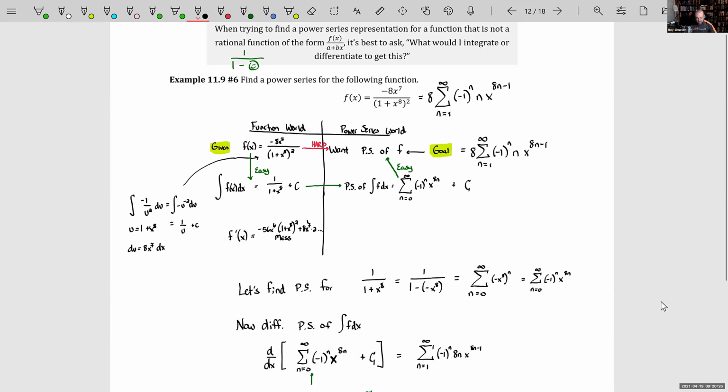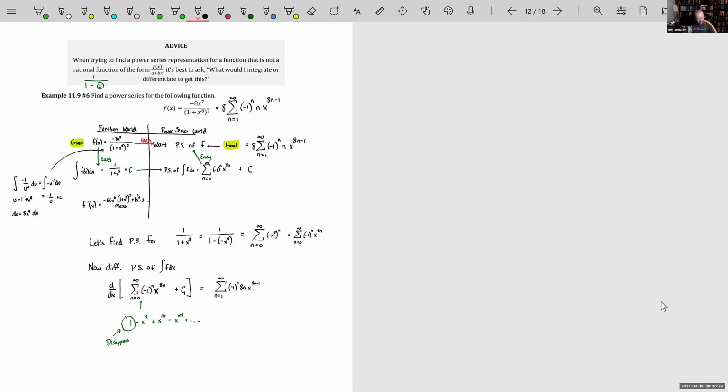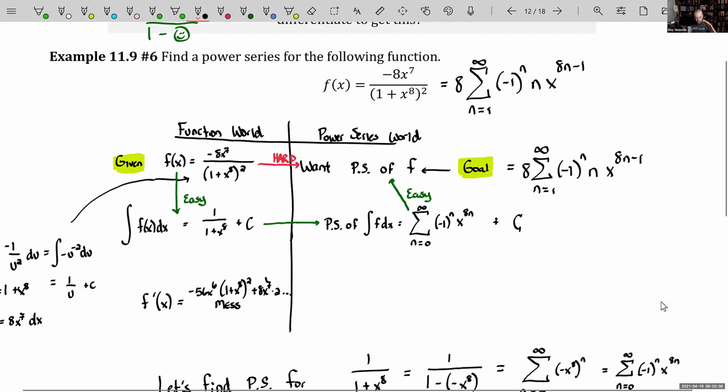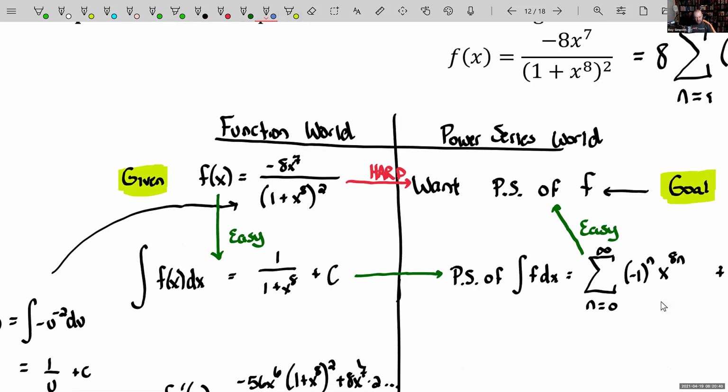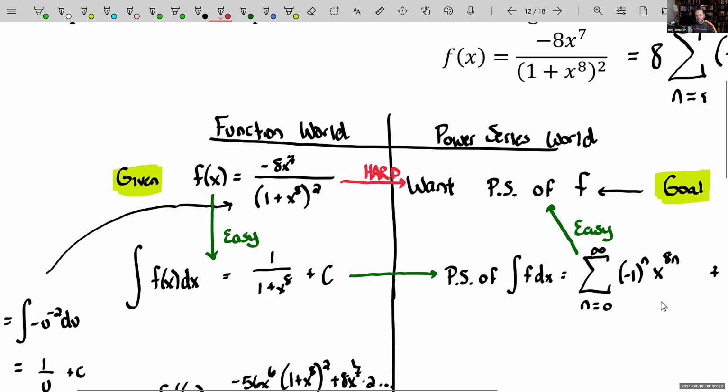So a lot of beefiness to these problems, but I actually love that function world versus power series world. Where are you starting? Where do you want to end? And you have to find a road there. You can't do diagonals. It's illegal, maybe I should say, to go diagonally across because you're skipping steps when you do that. So you want to only do vertical or horizontal movements on this map.